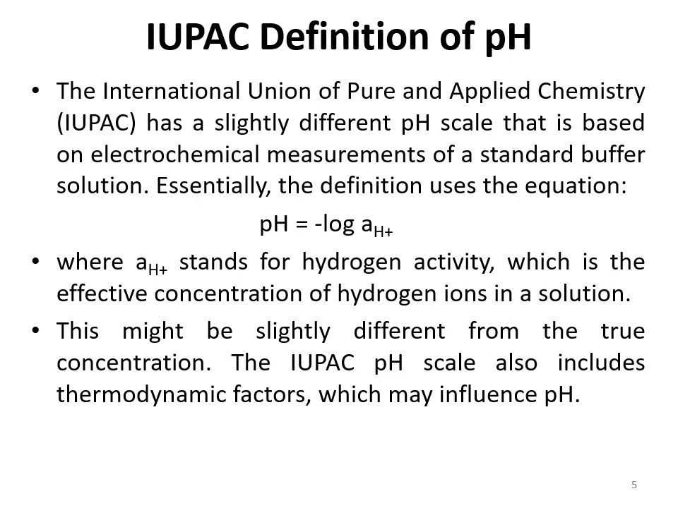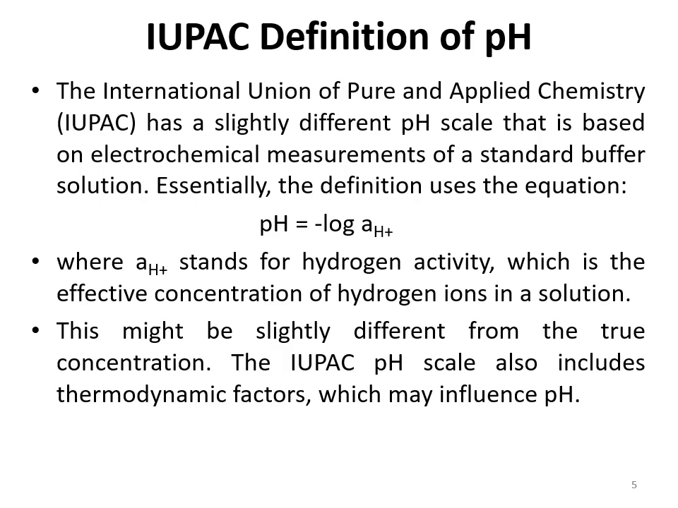The ionic definition of pH has a slightly different pH scale that is based on the electrochemical measurement of standard buffer solution. Essentially, the definition it uses in this equation is that pH is the negative log of the activity of hydrogen. a_H+ stands for hydrogen activity, which is the effective concentration of hydrogen ion in a solution. This might be slightly different from the true concentration.